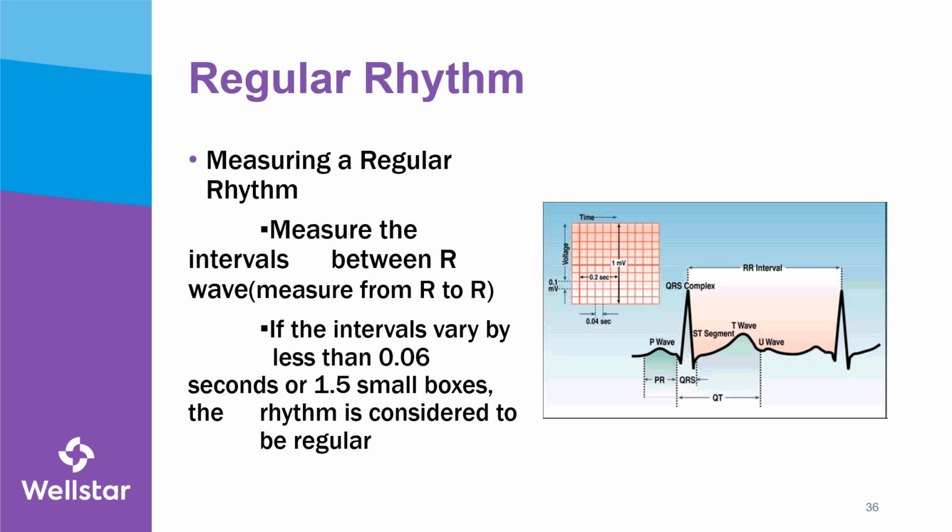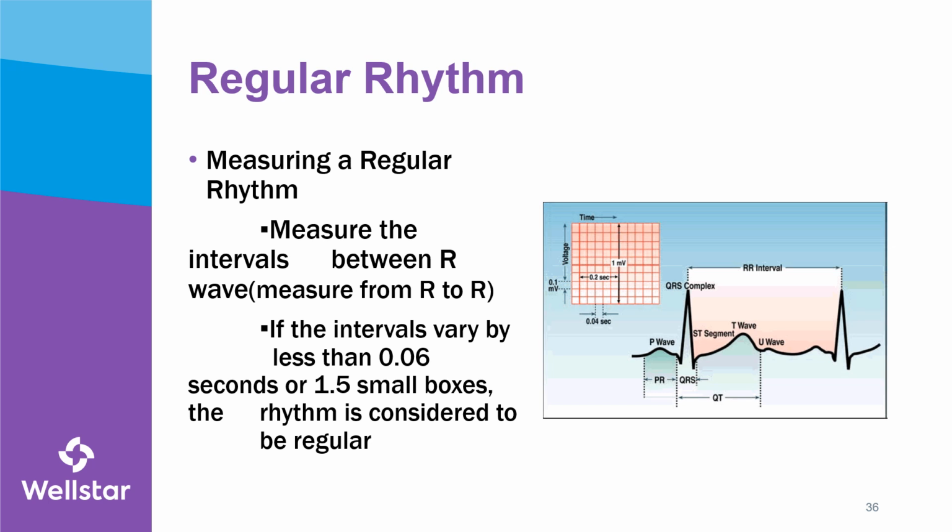To measure a regular rhythm, measure the intervals between the R waves, from R to R. If the intervals vary by less than 0.06 seconds or 1.5 small boxes, the rhythm is considered to be regular. If in your test you're being provided with calipers or some kind of measuring device, you would get a number from here to here, and then you'd move it to a different set of complexes further down the strip, and if that space is equal, you can consider that that rhythm is regular.